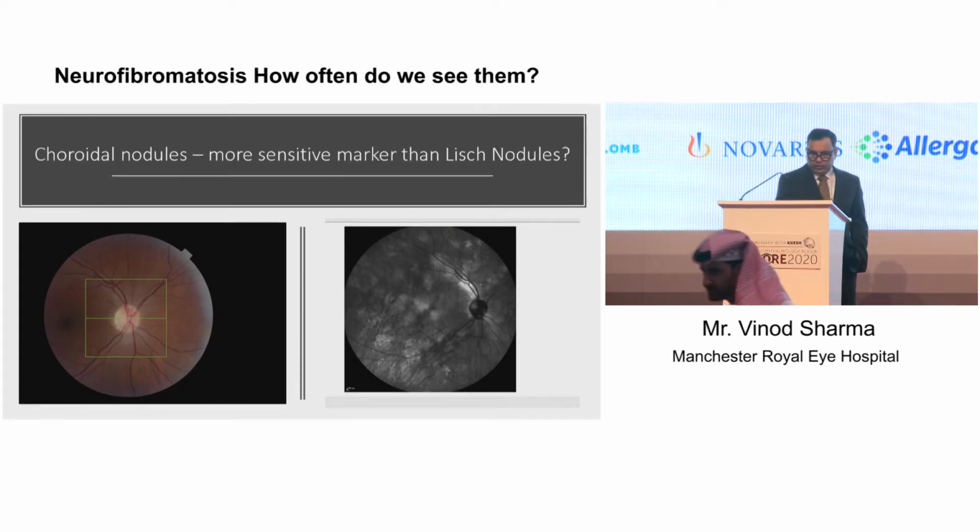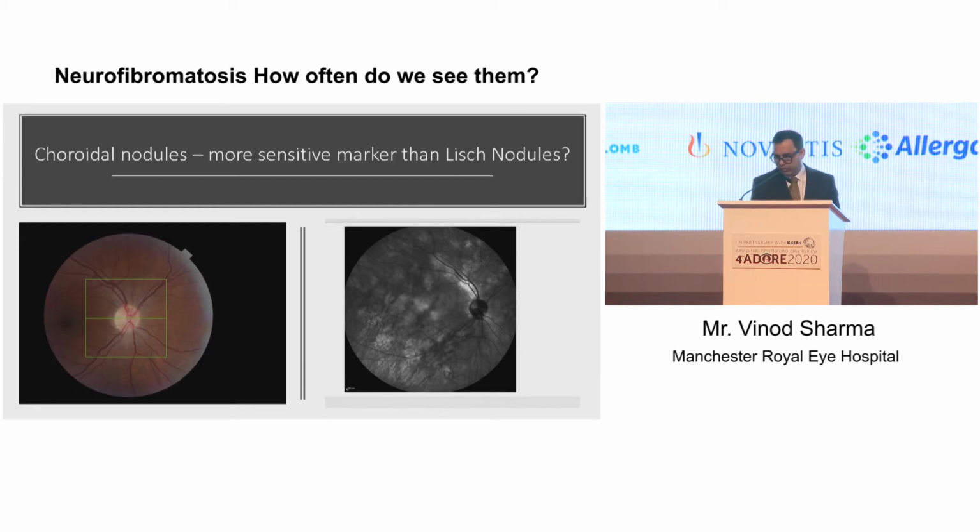So you get Lisch nodules in the iris, but if you image the choroid, you often see choroidal nodules. And there are papers saying that probably choroidal nodules are a more sensitive indicator of NF than Lisch nodules, because Lisch nodules take a bit of time to appear. With Lisch nodules, it's an age thing. So if you see a young child, maybe 40% or 50% of them will have Lisch nodules. But if you see someone who's around 20, mostly it's coming up to 100%, they'll have Lisch nodules. So choroidal nodules have also been used as a more sensitive marker for diagnosing NF.